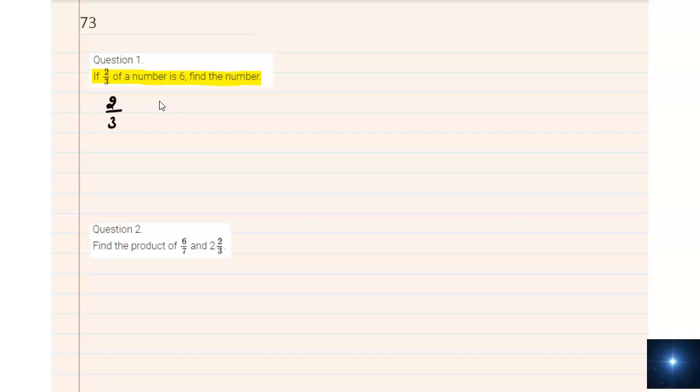Let the number be x, then it will become 2 by 3 of x is 6, as mentioned in the question. We will solve this. When this side moves to the other side, it will get turned into division. 6 divided by 2 by 3, yes. And to turn this into multiplication with 6, what will we do?